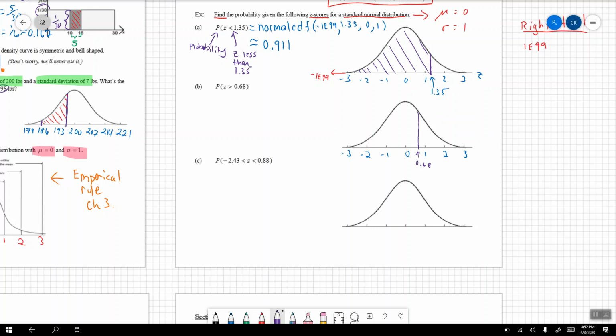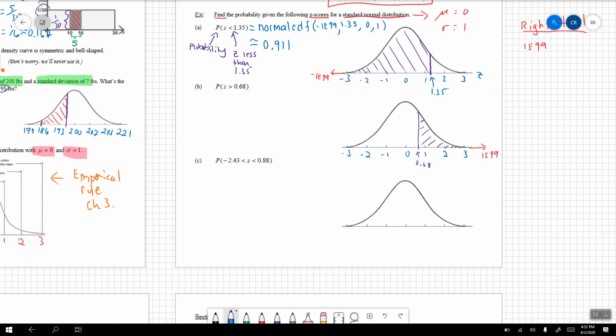What way do I need to shade? Am I going to shade to the left of this number or to the right of this number? If the z-scores are greater than 0.68, then I shade to the right. In other words, what kind of tail argument are we going to have? This is going to be a right tail argument because all of the data, or this probability that I'm looking for, extends to the right. So if this keeps on extending to the right, then I'm going to use 1E99 as the value that I want.